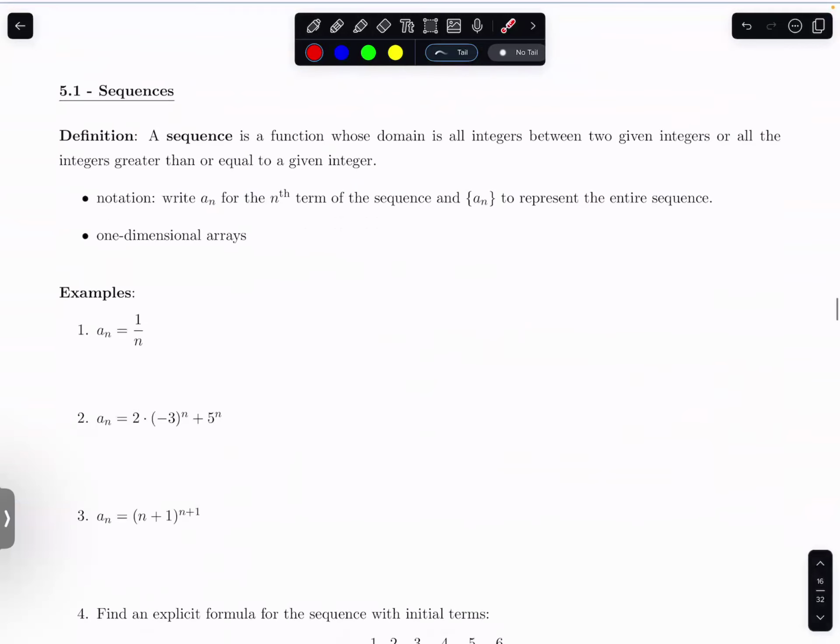We are going to start talking about 5.5. I'm not going to go too terribly far into it because 5.1, I mean, I don't want to do induction through Zoom. So we are going to just start the sequence stuff, and then we'll see where we go. A sequence is a function whose domain is all integers between two given integers, or all integers greater than or equal to a given integer. That is a lot of words. Usually this is starting at 1 or 0. It's a list of things that are happening.